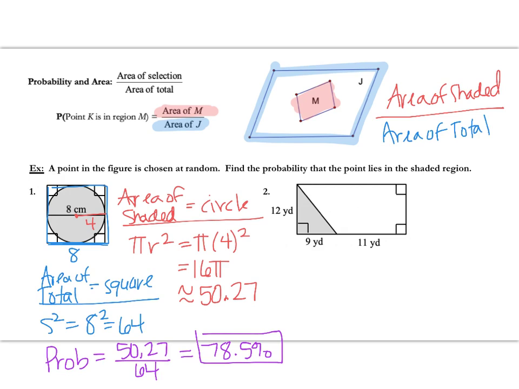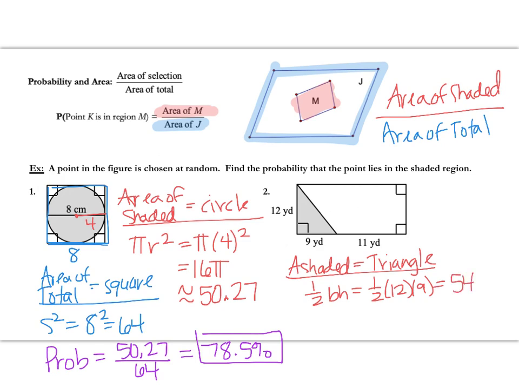Alright, let's look at another one. In number 2, again, the first thing we need to find the area of is the shaded. So the shaded part in number 2 is just a triangle. So I'm going to have to use its formula, 1/2 base times height. It's going to be 1/2 of 12 times 9, which is going to give me an area of 54. And then I have to find the area of the total.